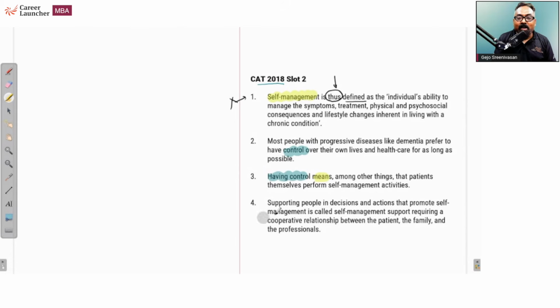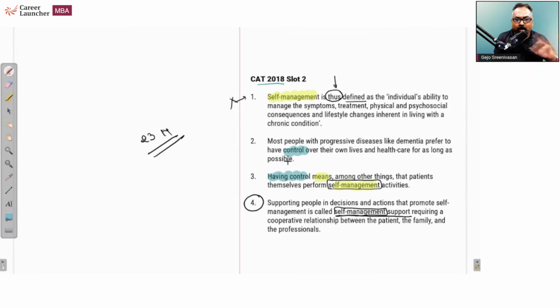We have another echo, ladies and gentlemen. Self-management is echoing. This is where self-management as an activity is getting introduced. Now we have got self-management here as well, echo. So this is very clear. 2 going to 3. Okay. Having control, among other things, that patients themselves perform self-management activity. Supporting people in decisions and actions that promote self-management is called self-management support. That is one more step going forward. So the story is very simple. 2, 3, 1, 4.